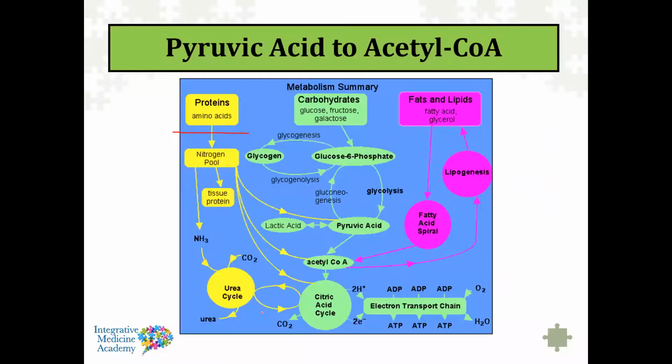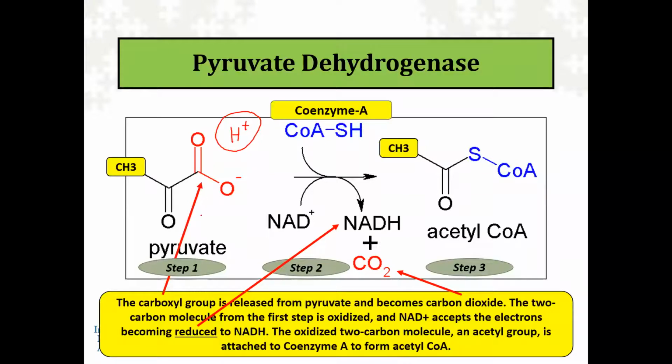Let me show you what happens to it. So step one is we're removing essentially this carboxyl group. It gets released from the pyruvate molecule, and it ultimately gets converted into CO2. So basically we're removing carbon dioxide from this chemical. This particular chemical gets oxidized. What does that mean? Well, it means it's losing an electron. So when a chemical gets oxidized, it's losing an electron.